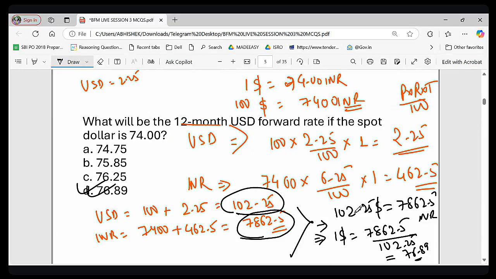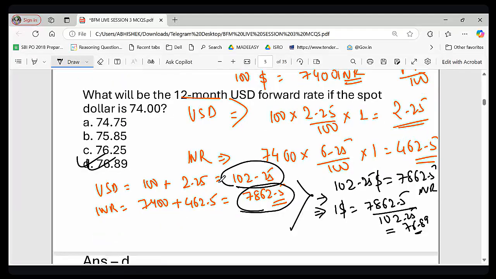So did you get this one right? Type got it in the chat if it is clear, so that we can move to the next question. And if you have any confusion, please ask. Okay, got it. Very good, Dinesh. Okay, so I hope everyone got this particular question. So now let's move to the next question.